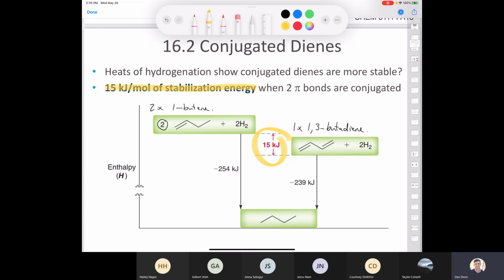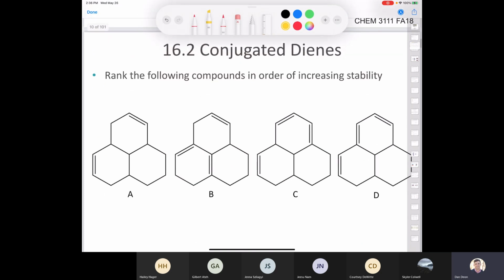And where does that stabilization come from? It comes from the conjugation of the system. So conjugated dienes are more stable than isolated double bonds. That's a very interesting experiment.